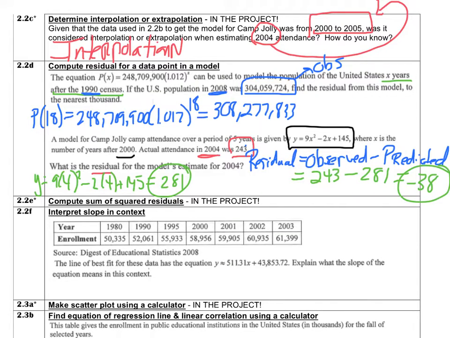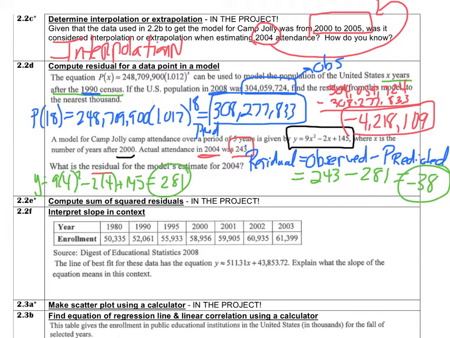When you do that, you're going to get this particular value here. Be careful though, when you type this in, exponents are first and then you multiply. And when we get this value, this right here is the prediction. So for the residual, I'm going to take observed minus predicted. And when you do that, observed minus predicted gives us a negative residual, which you can tell the model predicted a higher population than what we actually saw.